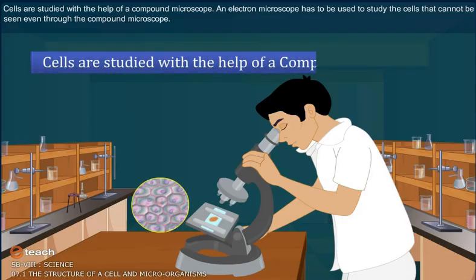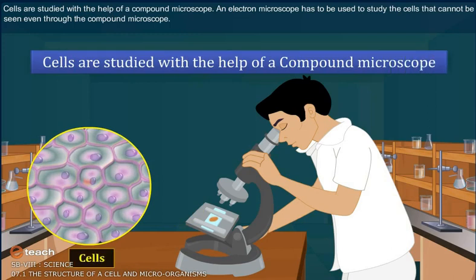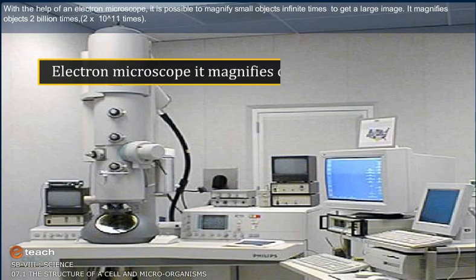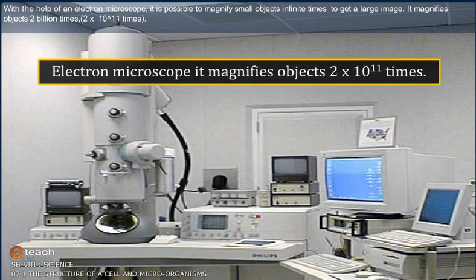Cells are studied with the help of a compound microscope. An electron microscope has to be used to study the cells that cannot be seen even through the compound microscope. With the help of an electron microscope, it is possible to magnify small objects many times to get a larger image. It magnifies objects 2 billion times, that is, 2 multiplied by 10 raised to the power 11 times.